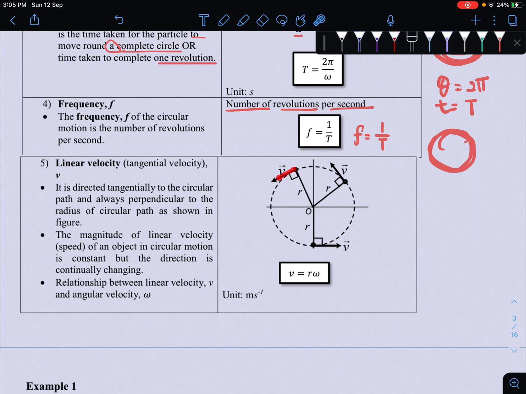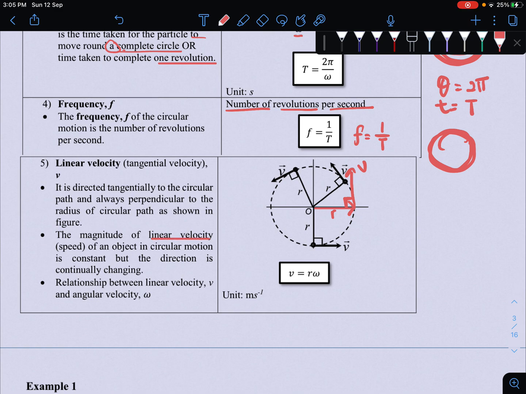Maksud tangential dekat sini adalah dia adalah sentiasa at the tangent of the circle. Right, and always perpendicular, dan sentiasa 90 darjah daripada radius kamu. So this is your radius. So your velocity is always 90 degree to the radius. So contoh, ini adalah radius saya. This is my radius. Okay, this is my R here. So 90 degree to the radius, saya akan ada saya punya velocity here. This is my tangential velocity ataupun linear velocity.